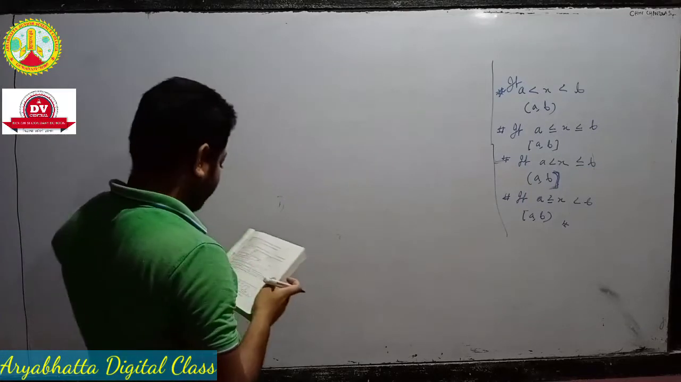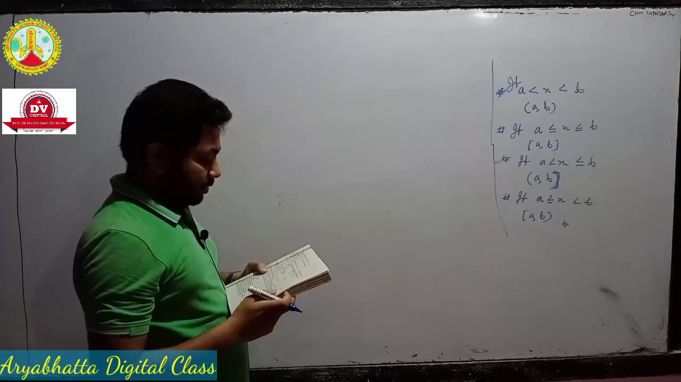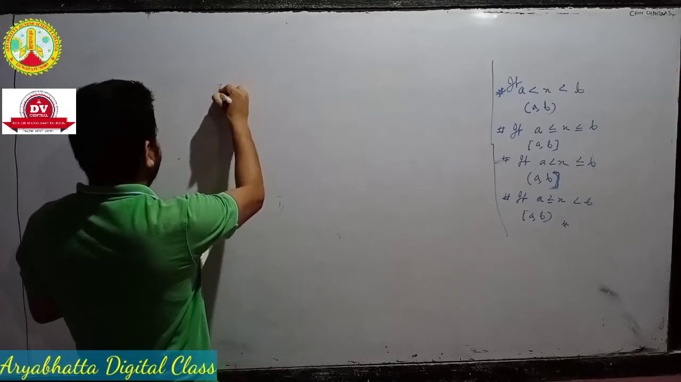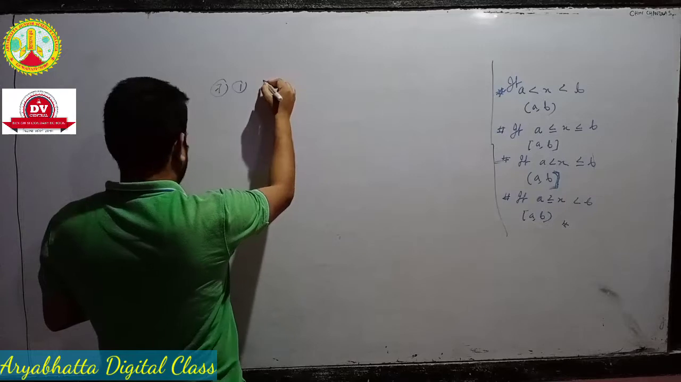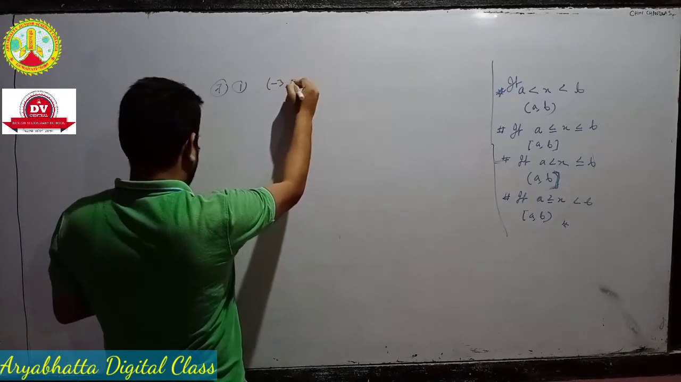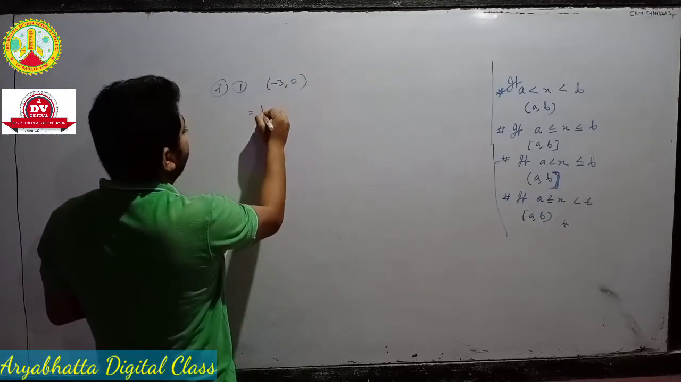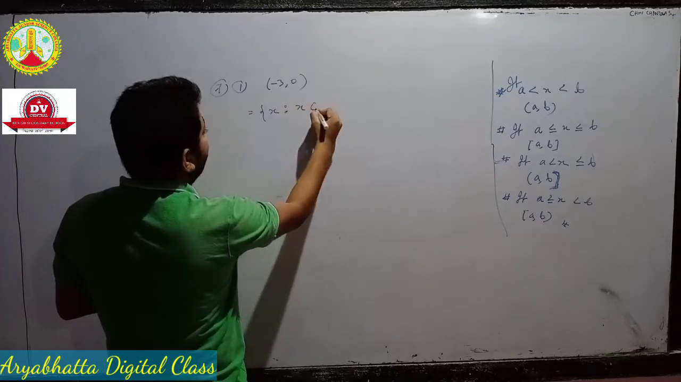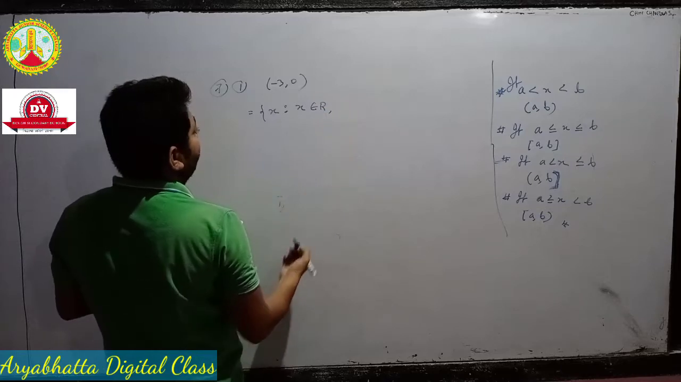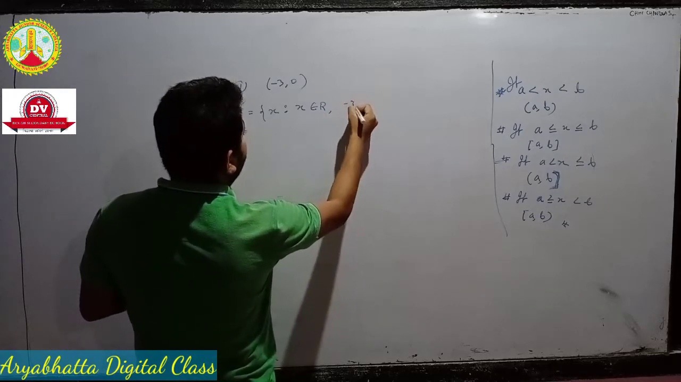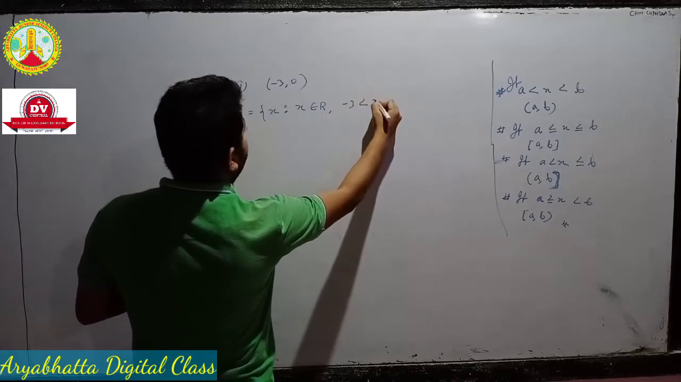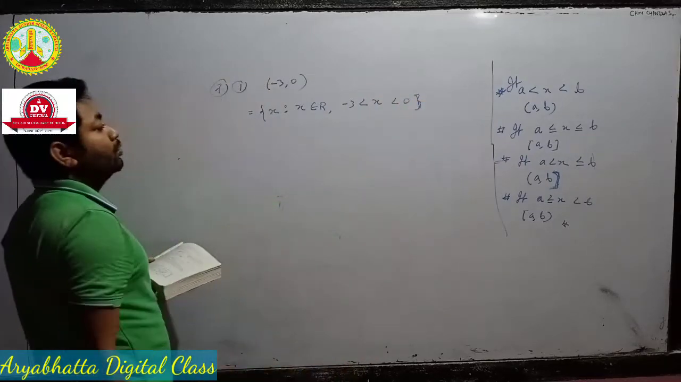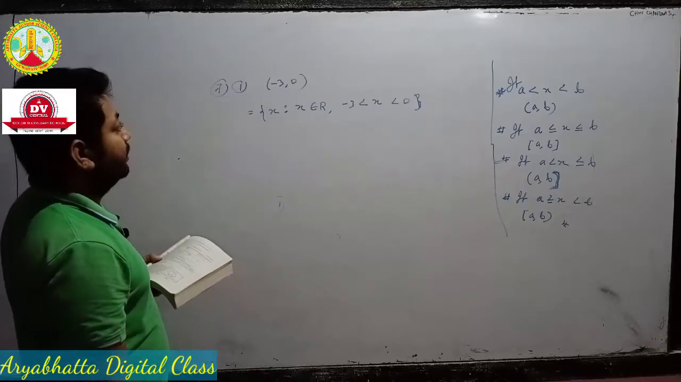Next, number 7, write the following intervals in the set builder form. Given open interval minus 3 comma 0, we can write in the set builder form x such that x belongs to R, meaning real number, and minus 3 less than x less than 0.